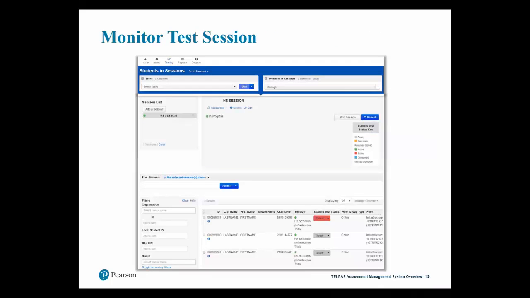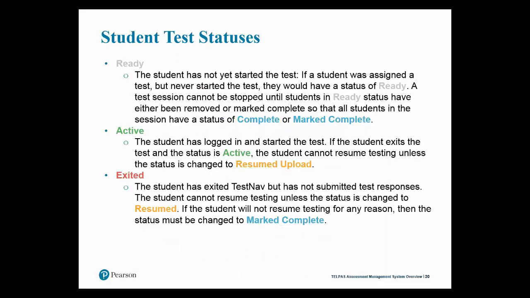And after your students have logged in and started testing, you'll be able to see their status. There's a student test status key up on top to indicate what is listed in the student test status column. So let's take a look at these different statuses here for your students. And that starts with the ready status. That means the student hasn't started the test just yet. Active indicates that the student has already logged in and started the test.